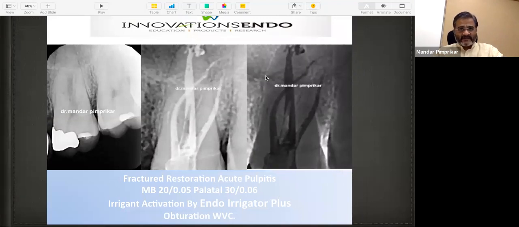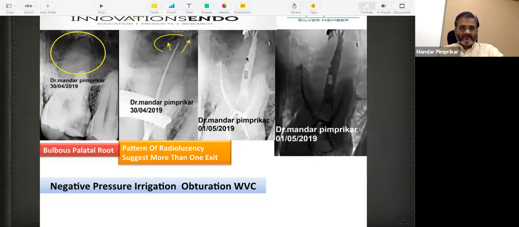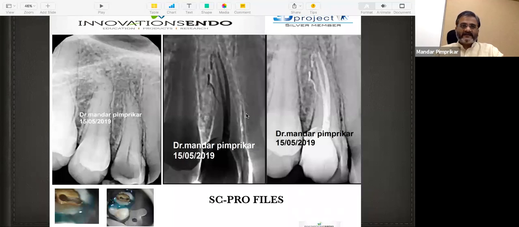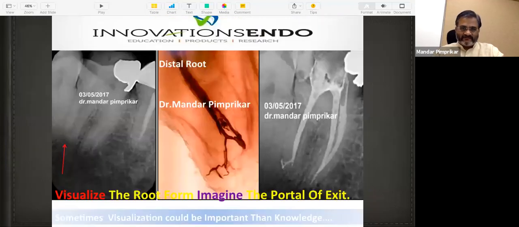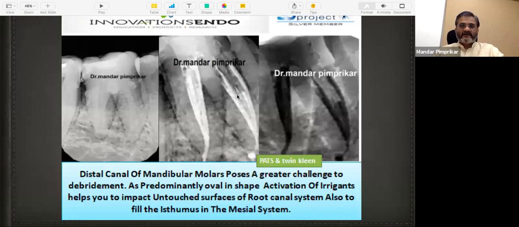These are trifurcations in the palatal root. Again, a trifurcation in the palatal root. Whenever you see a bulbous root or a periradicular lesion, expect that there will be more than one portal of exit. So in that case, you have to intentionally do the cleaning by choosing the right way of activation and the irrigant. The lateral canals, the loops and the recurrent canals are all there and you have to fill them. These are bifurcations, these are uninstrumented parts. Only irrigants can do this job and seal those portals of exit. Here you can see a complete isthmus between mesiobuccal and mesiolingual.